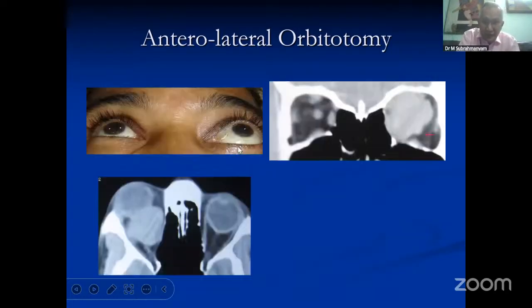Here you can see this patient had proptosis of the left eye, axial proptosis, and the CT scan shows a big mass in the intraconal space, separate from the optic nerve. This is the CT scan showing an axial view of the huge mass with the optic nerve. Since it is medial to the optic nerve, if you do a lateral orbitotomy approach like this, there is every chance that you can damage the optic nerve while trying to remove it. That's why we have to do an anterolateral orbitotomy.